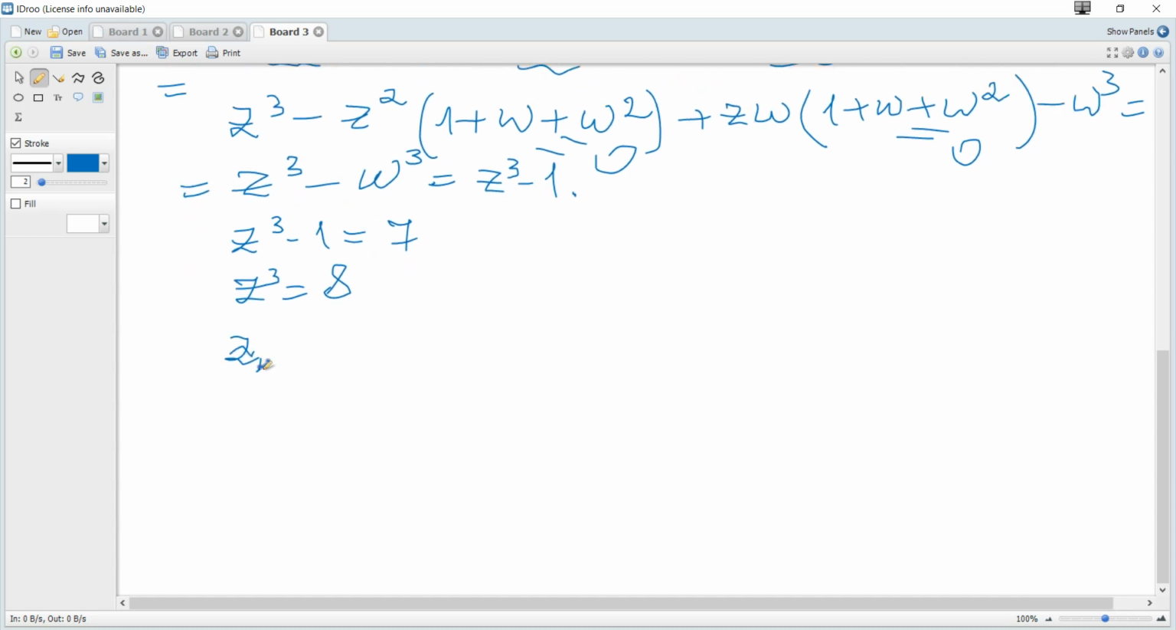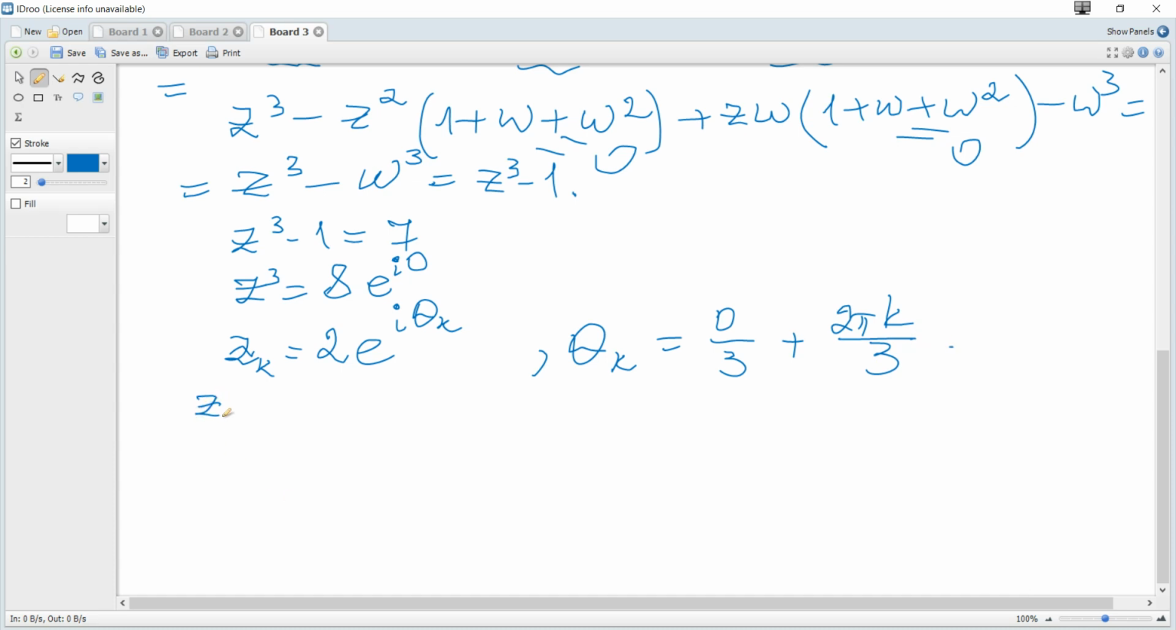Roots are zk is cubed root of 8, it's 2 e to the power of i theta k, where theta k is our angle, and we need to represent our complex number in the Euler's form. It's just 8, so it's 8 times 1, and 1 is e to the power of i 0. And hence our angle is 0 over 3 because we find the cubed root, plus 2 pi k over 3.